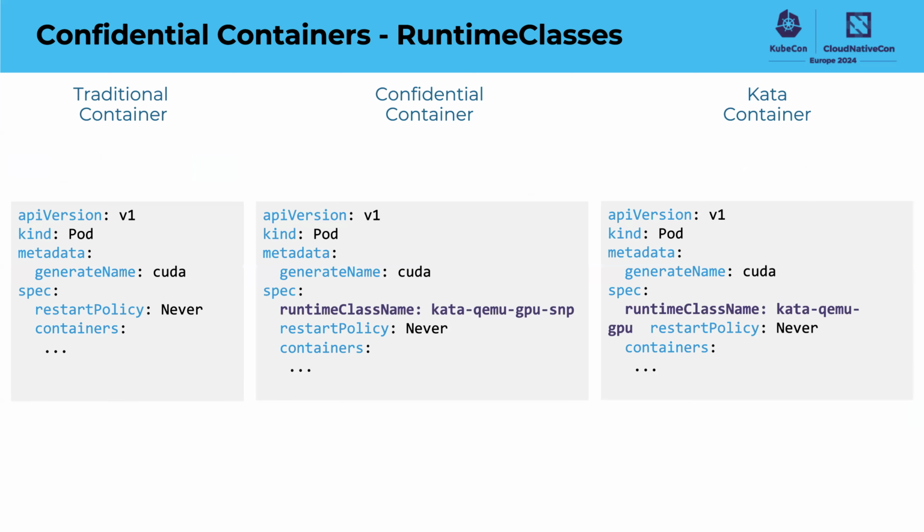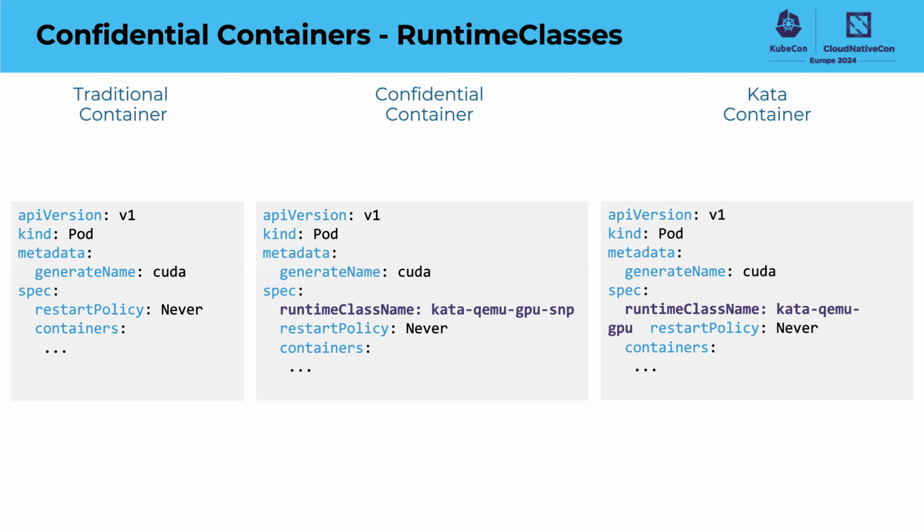And how do you go from a traditional container to a confidential container or a Kata container? It's just by annotating or setting the runtime class name in your pod YAML with the specific runtime that is deployed on the cluster. Here as an example, it's Kata QEMU GPU SNP, which means this pod is going to run on an AMD CPU with SNP that has a GPU, and the hypervisor would be QEMU, right? And if you just want to run a Kata container, you're just using the correct runtime class, Kata QEMU GPU.